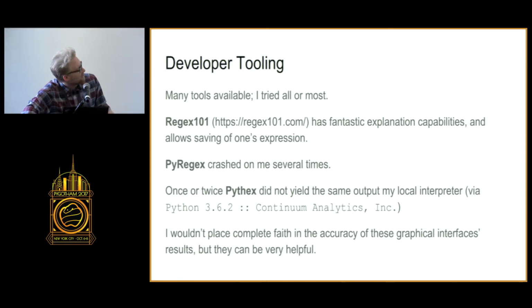So, apologies to anyone who worked on PyRegX or Pythex. I did not have fantastic experiences with them. However, all three of these tools are good. If they're listed on here, they are one of my favorites. Regex 101 was particularly fantastic. It's got a great explanation engine. One can put a very complicated regular expression in there and get a detailed explanation of what it does, from character to character, from metacharacter, character class, and so on. In the end, I still found some discrepancies with what I got locally. This is what I was running: Continuum Analytics, I guess, probably the Anaconda build of Python.